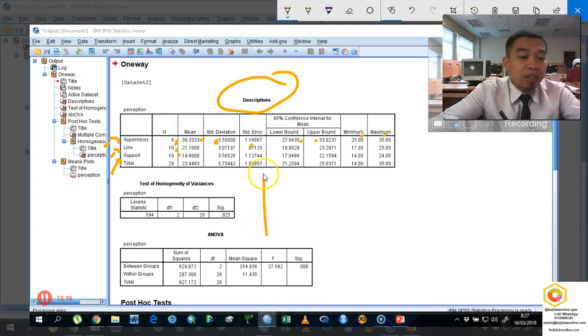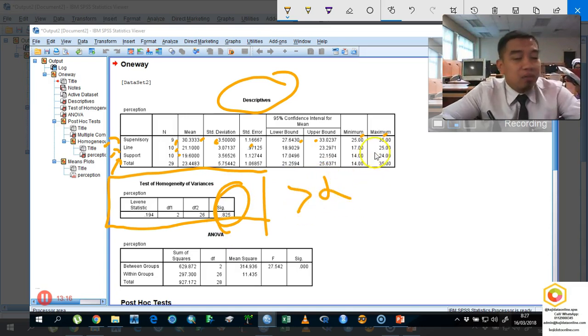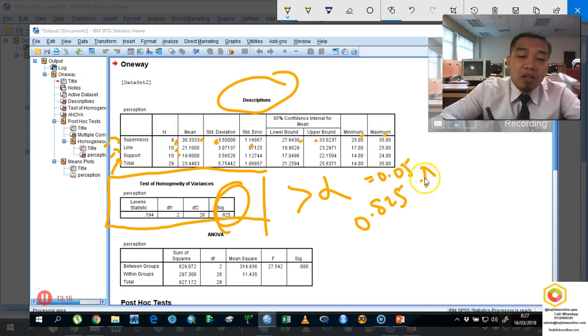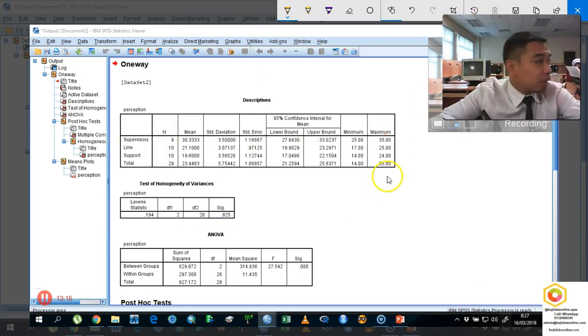Okay, the first one that you need to understand is the test of homogeneity of variance. As we discussed before, the significance level must be more than alpha, which is 0.05. So in this case, we got 0.825. Does that mean more than or less than? That means ANOVA can be proceeded with. Please proceed, you can proceed with your ANOVA.